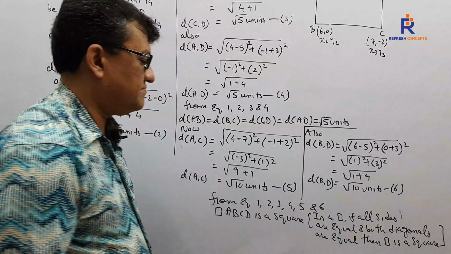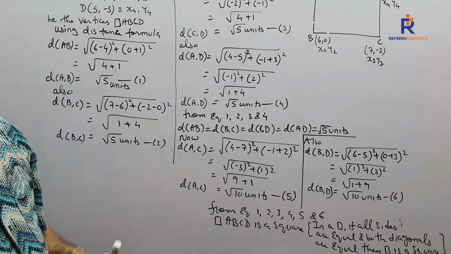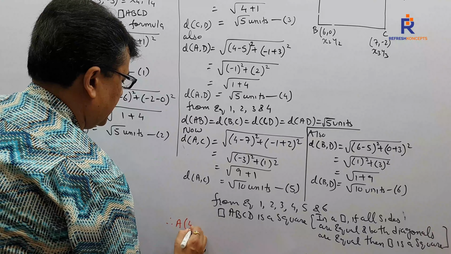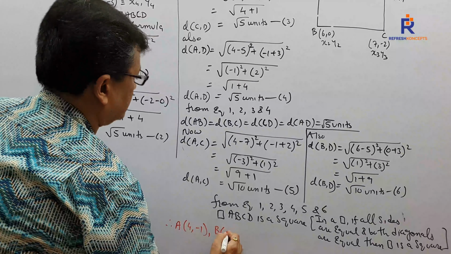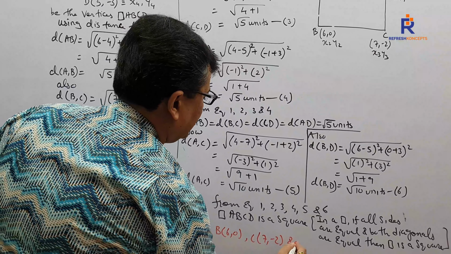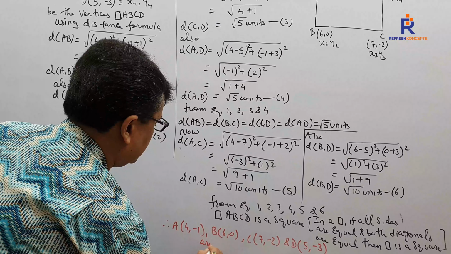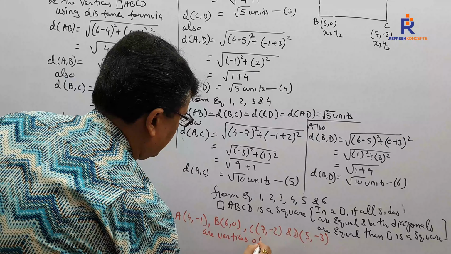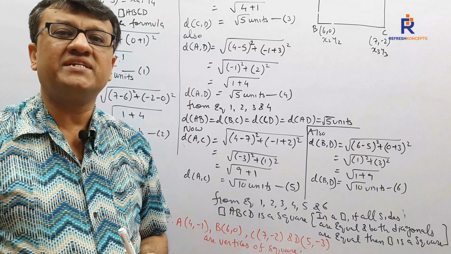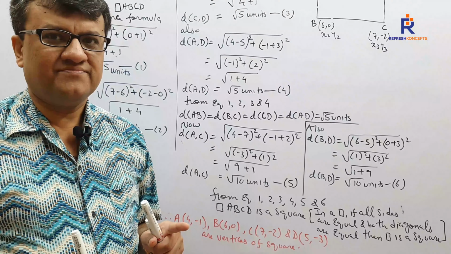We are not done with our sum. What is left, children? So as I said, I'm going to write with a different marker. Dash, dash, dash, dash are the vertices of the square. Therefore, A with 4, minus 1, B with 6, 0, C with 7, minus 2, and D with 5, minus 3 are the vertices of the square. Right, children? I hope you have understood this, and you understood the difference between a square and a rhombus also. Right?